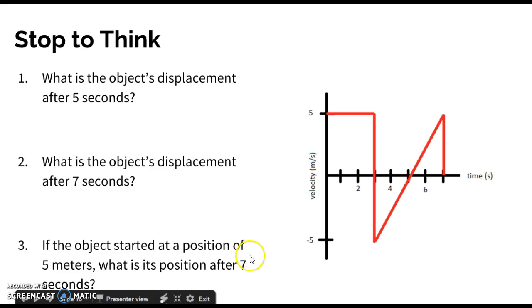All right, and then finally, if our object started at a position of 5 meters, what is its position after 7 seconds? Well, since we know our displacement is 15 meters, and if we started at 5 meters, then after 7 seconds, we're going to be at a position of 20 meters.